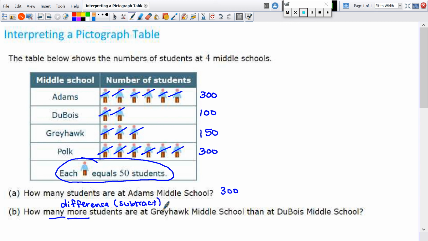Okay, so Greyhawk has 150. And Du Bois has 100. And if you subtract those, you get 50. There are 50 more students.